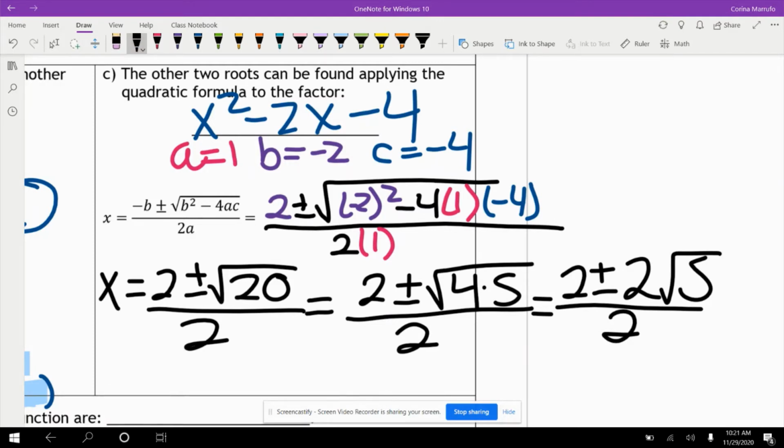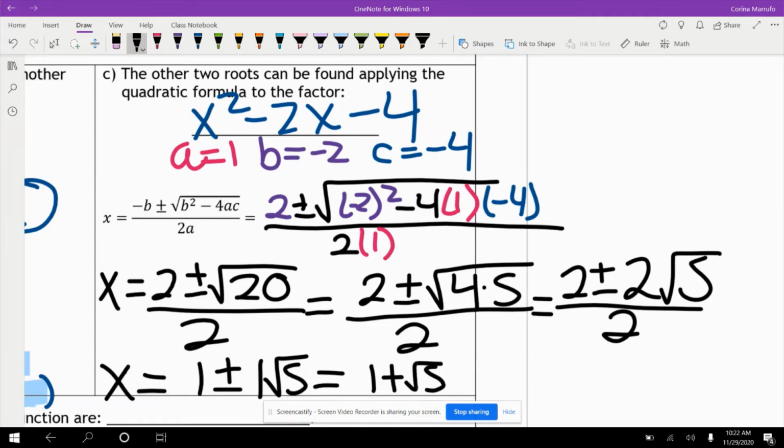So we're going to divide each one by 2. So 2 divided by 2 gives us 1. So x equals 1 plus or minus 2 divided by 2 again gives us 1 and the square root of 5. Now this, you don't have to write the 1 in the front. You could just write it as 1 plus the square root of 5. And the other one would be 1 minus the square root of 5.